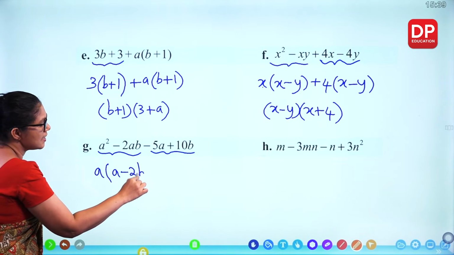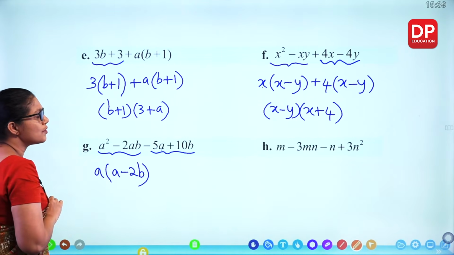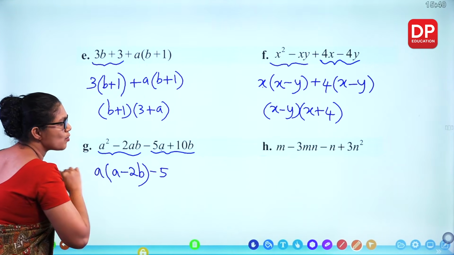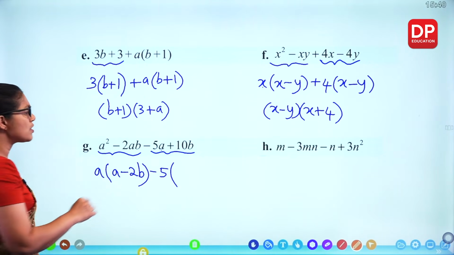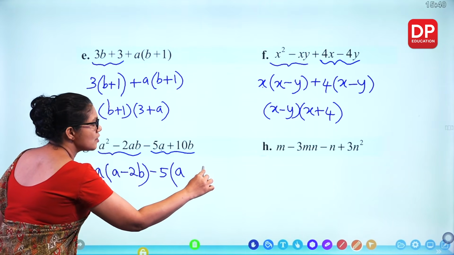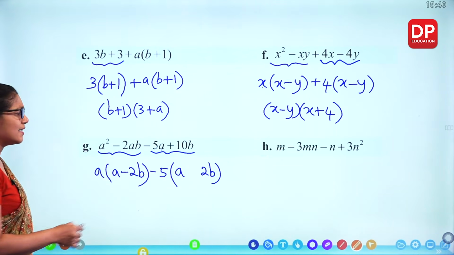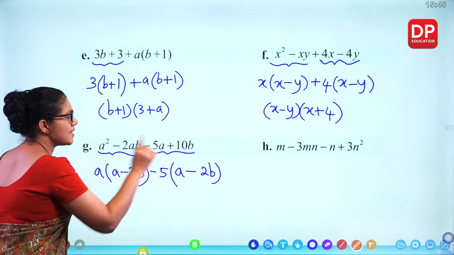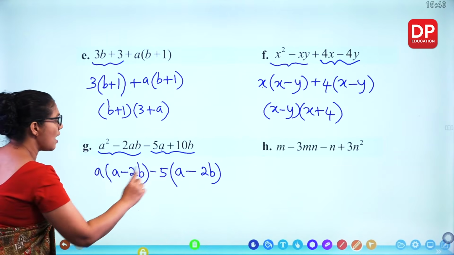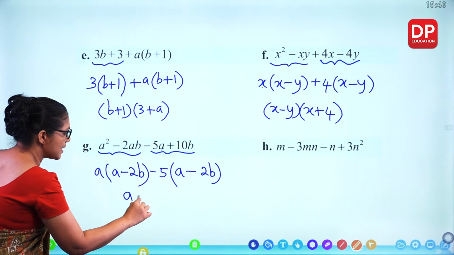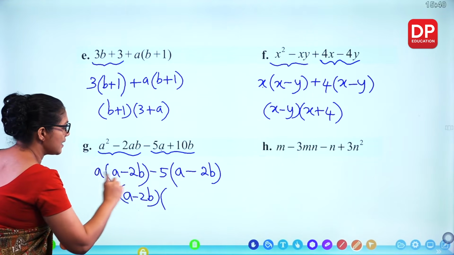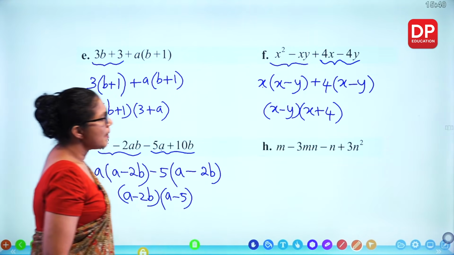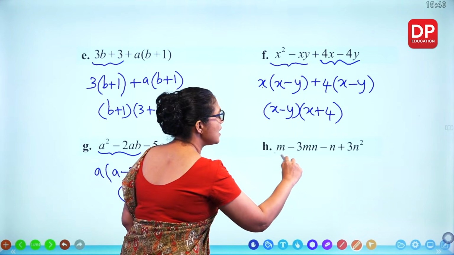A minus 2b. So this one, I can see 5 is common, but I'll take minus 5 out. So when I take minus 5 out, I get a and 2b. What's the sign here? I took minus out. So you get minus because minus into minus becomes plus. Now a minus 2b is common. Take it out. What's remaining? A minus 5.